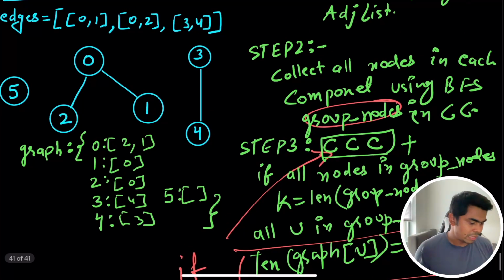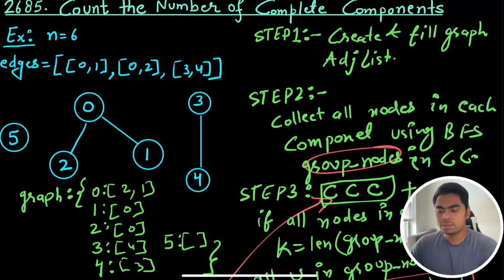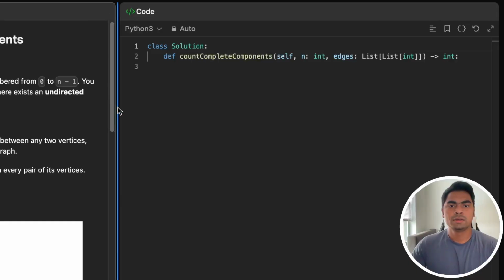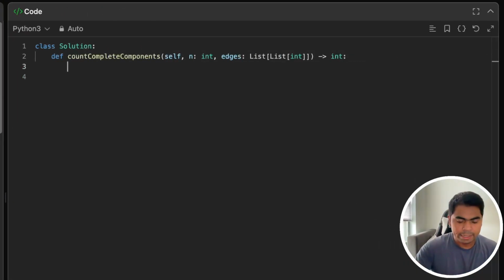What is the K? K is the length of the group that we just collected using BFS. All right, so that will be all, and that will be a beautiful solution to implement, because all these steps are so clear. We can easily translate them to code. So as I said, we will create the graph. All right, so let's have graph be a defaultdict of type list. It will be collecting all the neighbors.